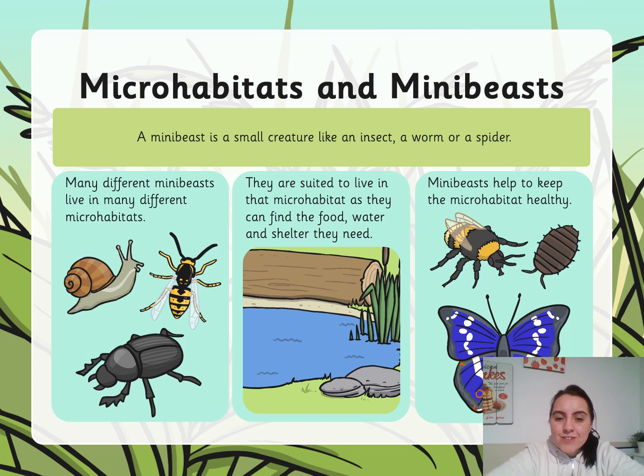And also they are suited to living in these microhabitats because, like I said in the slide earlier, they can find their food and water, and they can find all of the shelter that they need as well. So this helps them to carry out their life processes. And we know that all living things have those 7 life processes, don't they? They carry out all of those 7 life processes so that they are alive, basically, so that they're living and they are healthy.